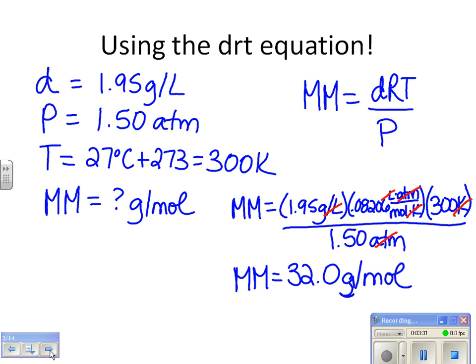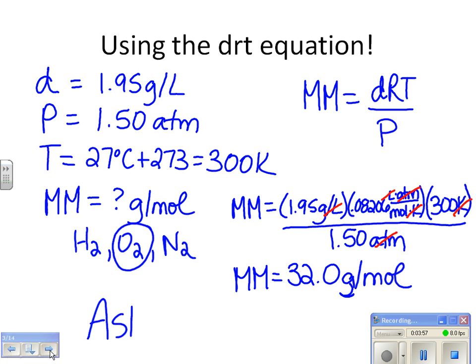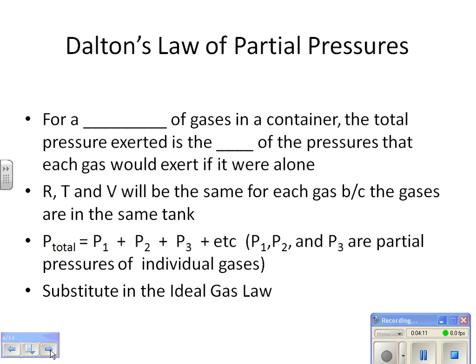Now, if you were given a list of gases and asked what gas this might be, for instance, hydrogen, oxygen, or nitrogen, you would compare their molar masses to 32, and you would decide that this gas might possibly be oxygen. Of those three, it would certainly be oxygen. Okay, that's using the dRT over P formula. And tomorrow in class, ask us about how this relates to STP.